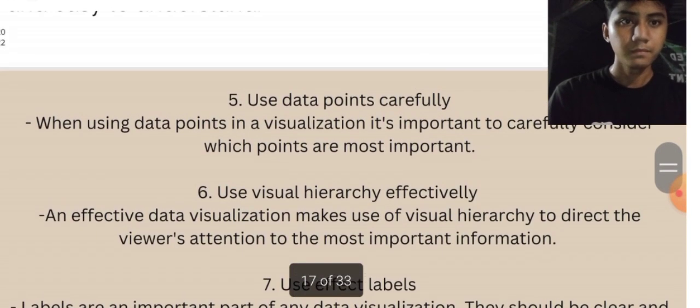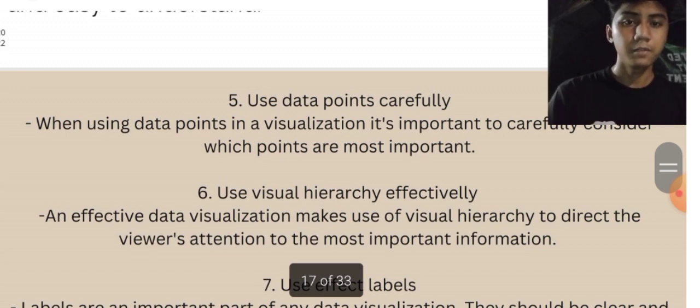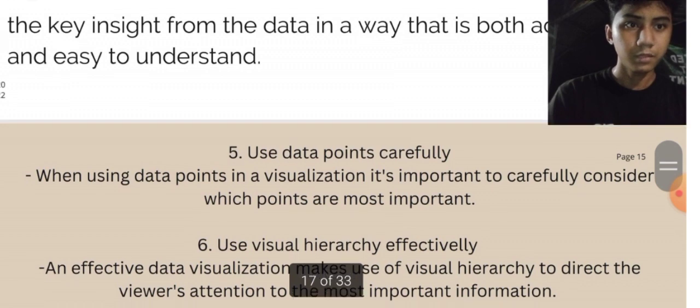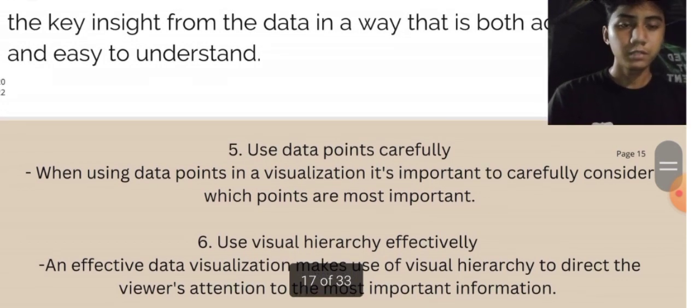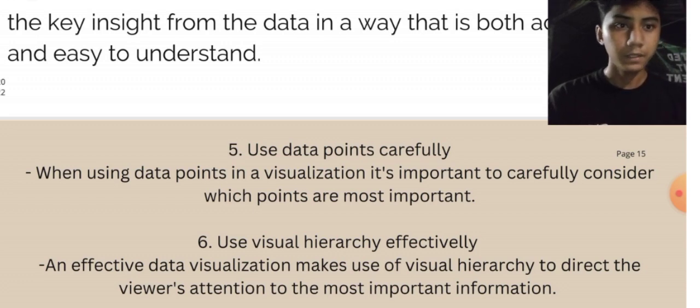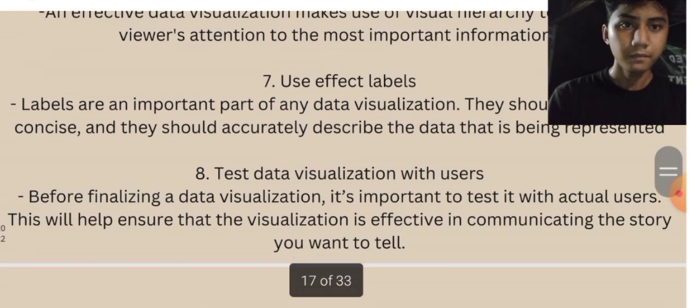Number 5. Use data points carefully. When using data points in a visualization, it is important to carefully consider which points are most important. Number 6. Use visual hierarchy effectively. An effective data visualization makes use of visual hierarchy to direct the viewer's attention to the most important information. Number 7.